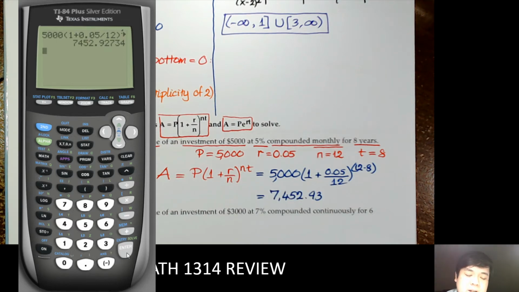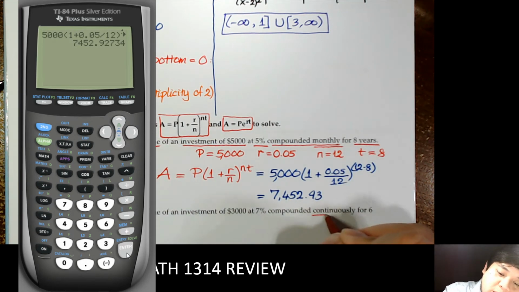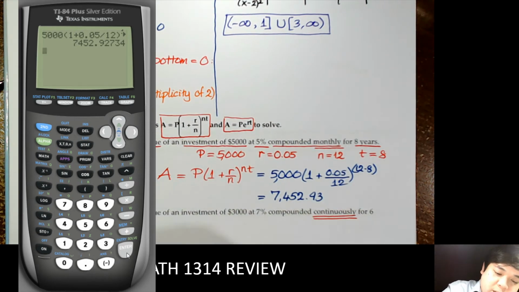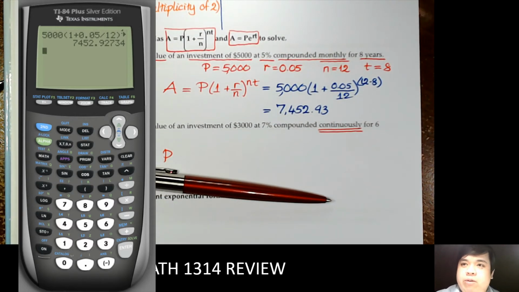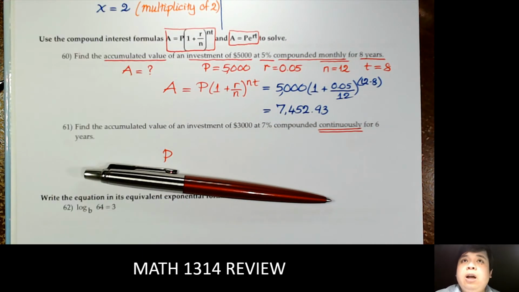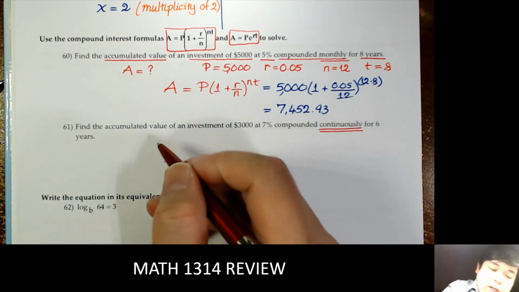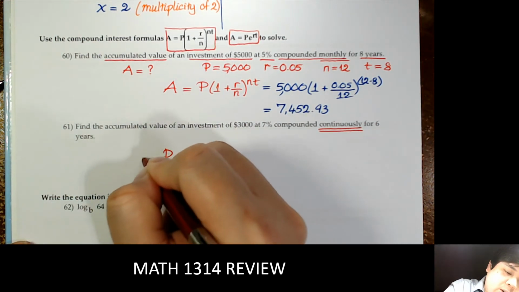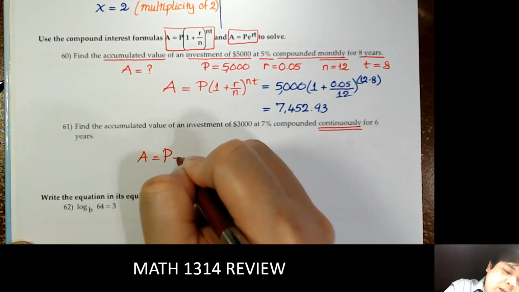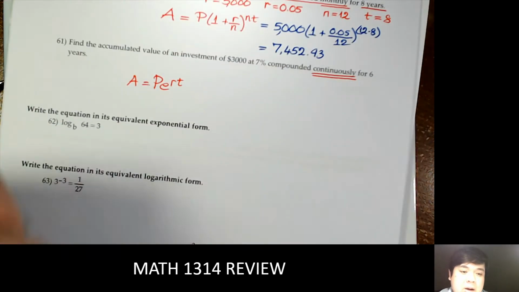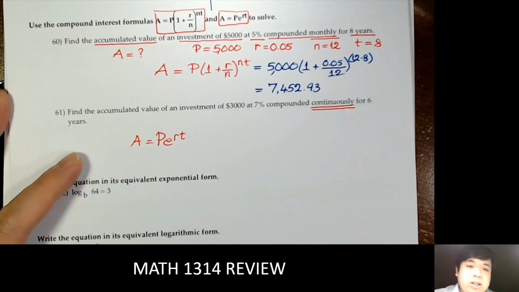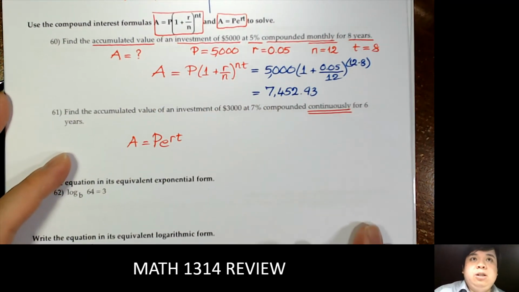So that is compounded monthly. If it is compounded continuously, we need to put the calculator away for a moment. If it is compounded continuously, we're going to use A equal to P e^(rt). If it is not compounded continuously, then we're going to use that other formula, right?